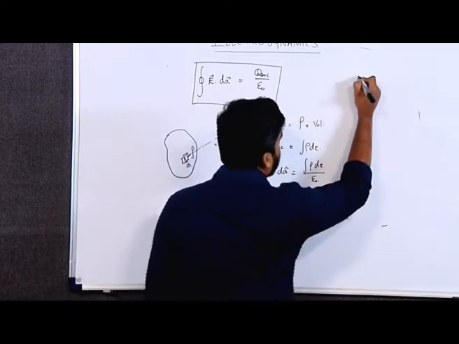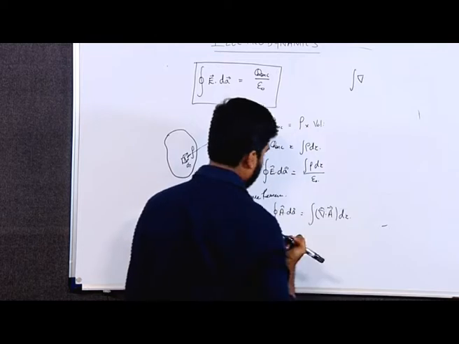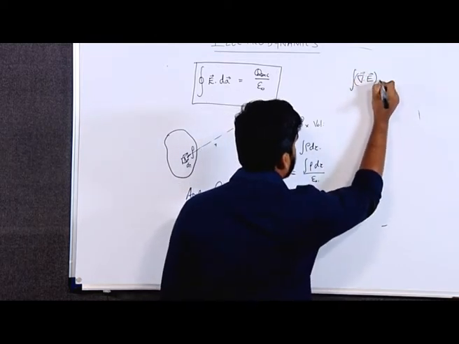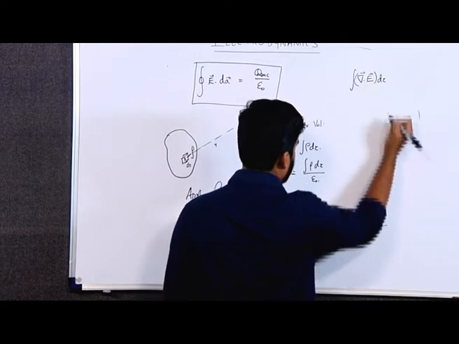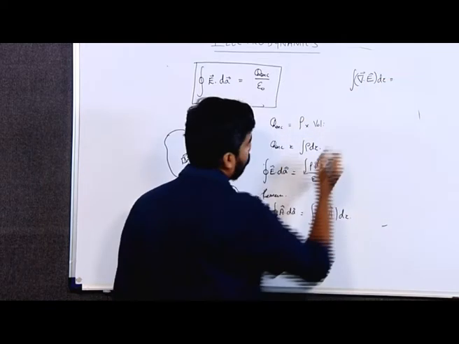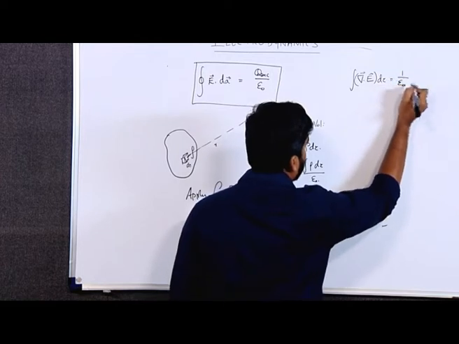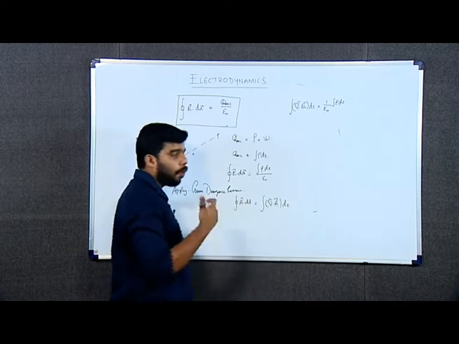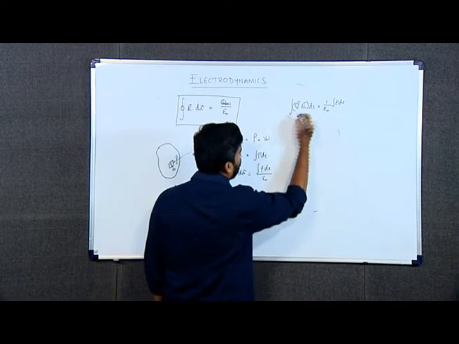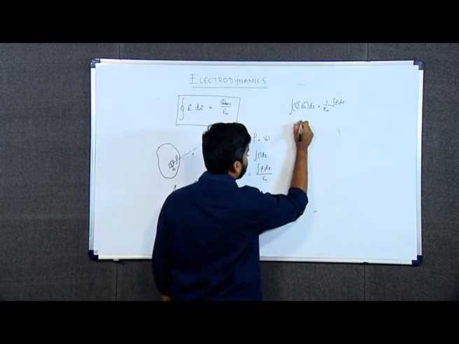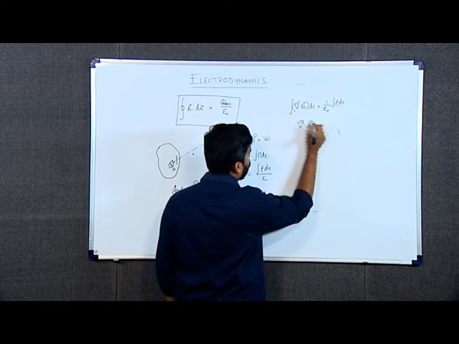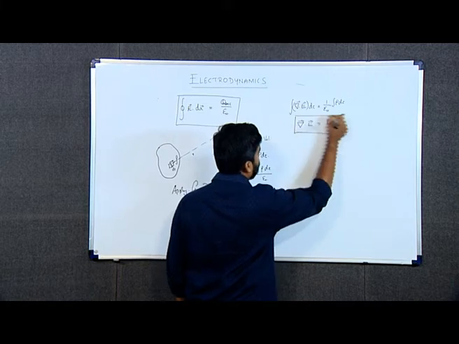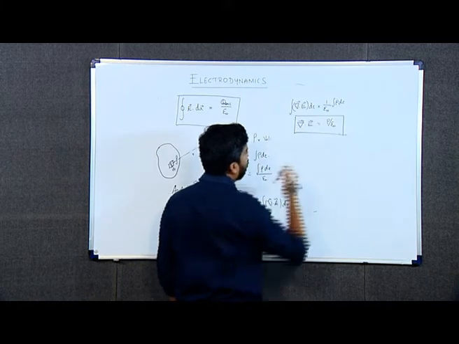So writing integral del dot E d tau will give you integral 1 by epsilon 0 times integral rho d tau. This is true for all volumes. We can take out the volume integral and I can write del dot E is equal to rho by epsilon 0, where rho is called the volume charge density.